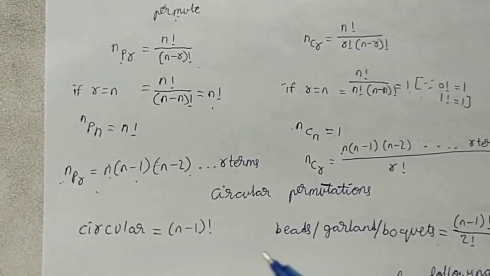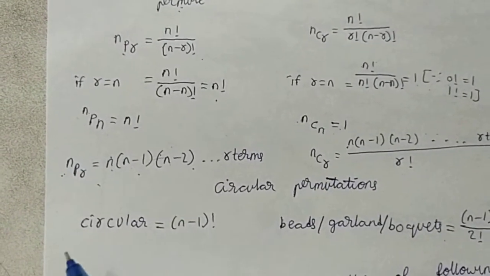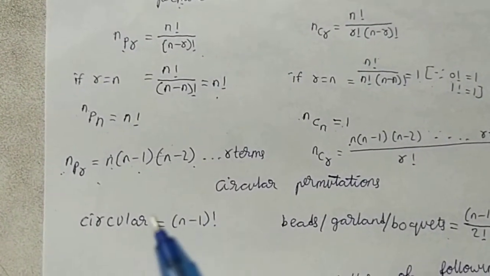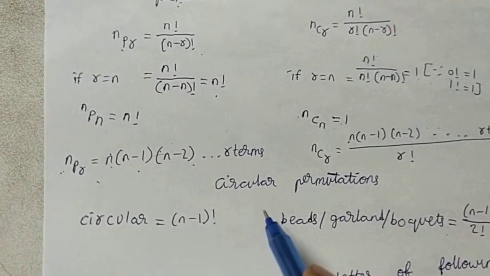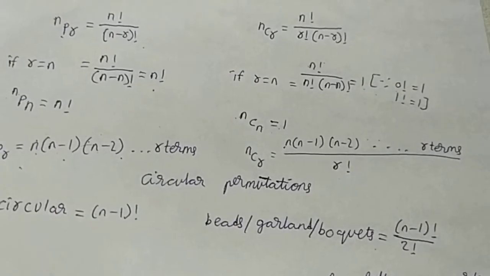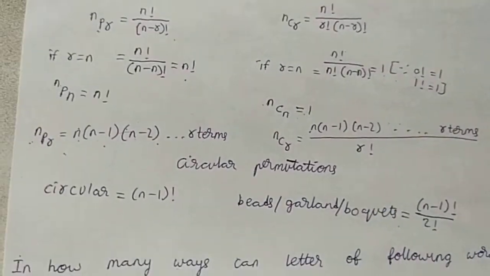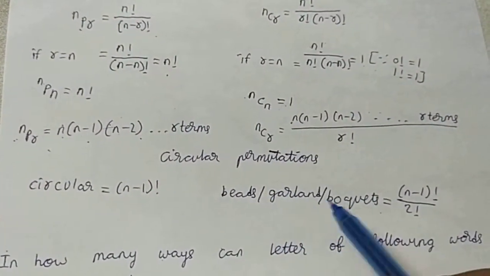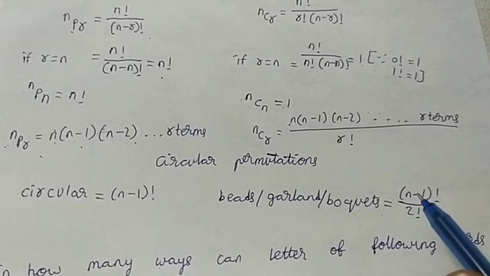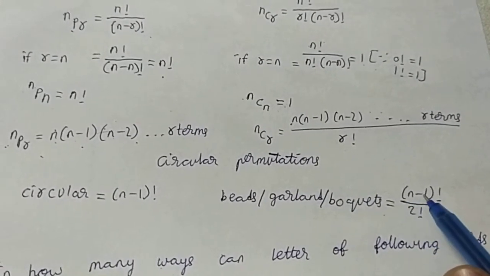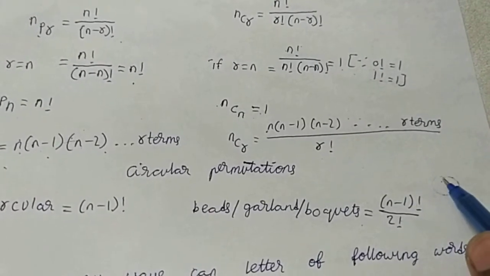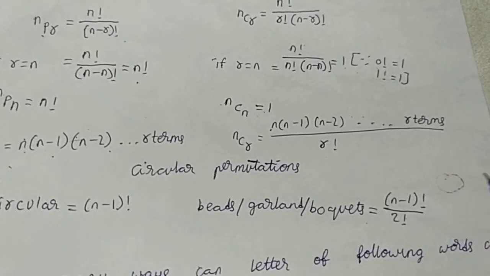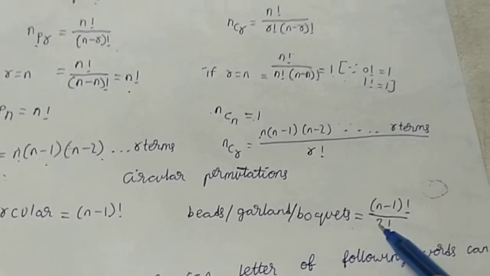We also have circular permutations. In circular permutations, the formula is n minus 1 factorial. When they ask about beads, garlands, or bouquets, the formula is n minus 1 factorial by 2 factorial. In a circle there are clockwise and anti-clockwise directions, so we have to divide by 2 factorial.